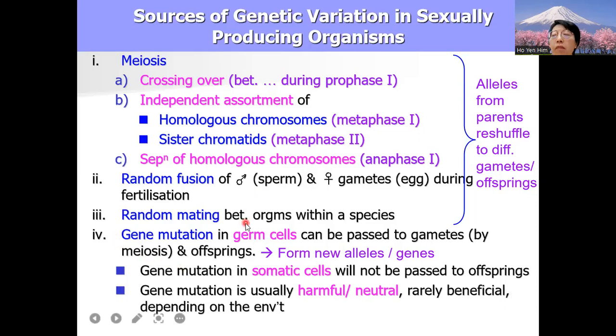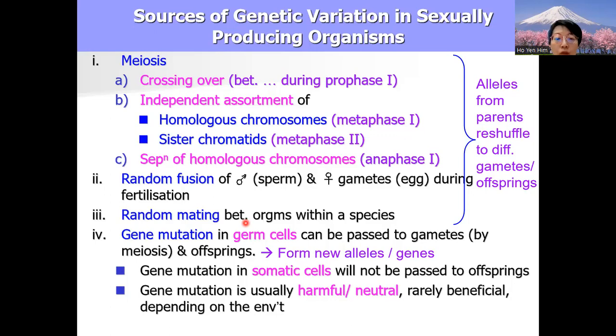Random fusion and random mating is also the same. You imagine one deck of cards represents all the gametes produced by all the males in the species. Another deck of cards represents all the gametes produced by all the females. So all alleles are already there in these two decks of cards. Okay, random mating happens or random fusion of gametes happens. It depends on which card you retrieve from the male population and from the female population.